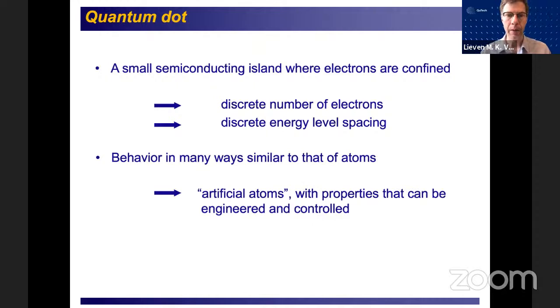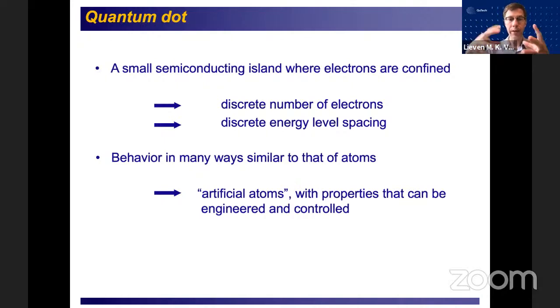And this region in the semiconductor is sufficiently well isolated from the rest of the material or from the rest of the world, so that the number of electrons that reside on it, the number of free electrons, not the ones that are bound to the atoms, but the ones in the semiconductor that are free to move, is a fixed number. It's discrete, you can count it.